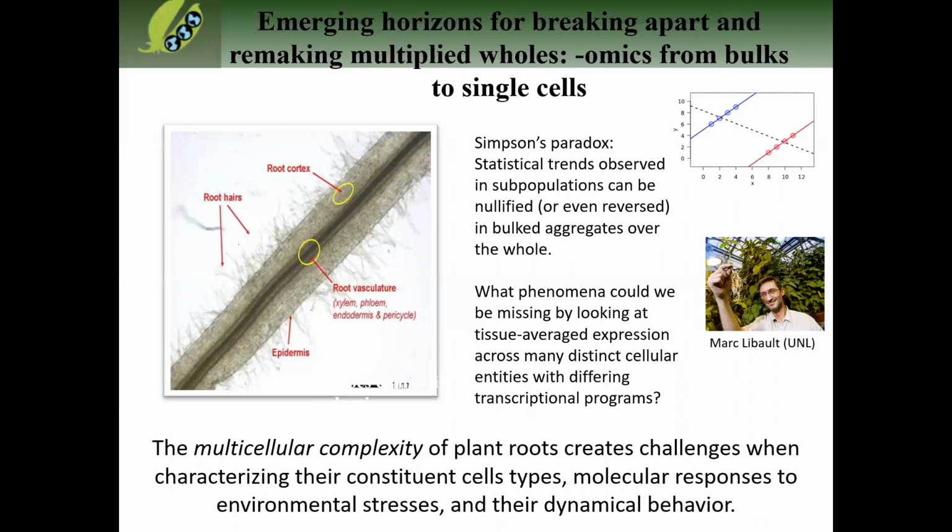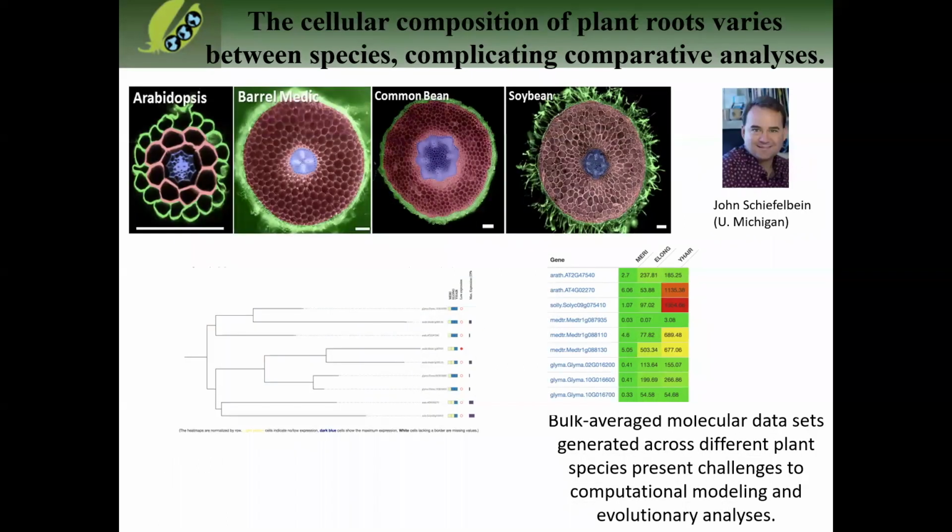So the question is, if we start looking at things at finer levels of resolution within a multi-cellular complex system, will we be able to answer questions that we couldn't address when we were just looking at things in the aggregate? And this is work that Marc Lebeau has been spearheading. Giving a little more substance to what I was saying, the root systems of these various species, although in many cases they have the same cell types, where cell type, I'll let you decide for yourself what that might mean, look pretty different in terms of their structure and the number of components of different types that they have.